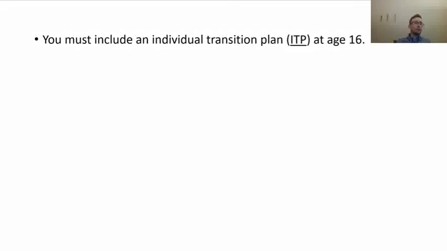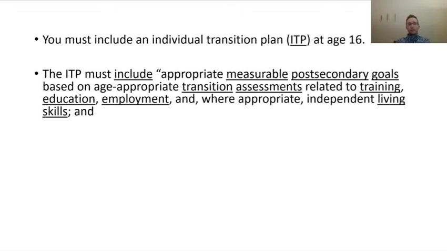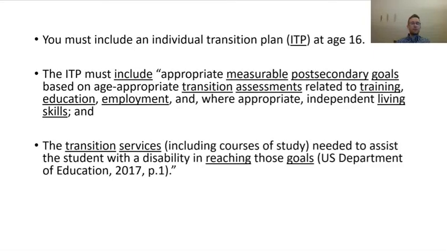Now, you must include an individual transition plan at age 16, that's the ITP. And the ITP must include appropriate, measurable post-secondary goals based on age-appropriate transition assessments related to training, education, employment, and where appropriate, independent living skills. In addition, the transition services, including courses of study, needed to assist the student with a disability in reaching those goals.